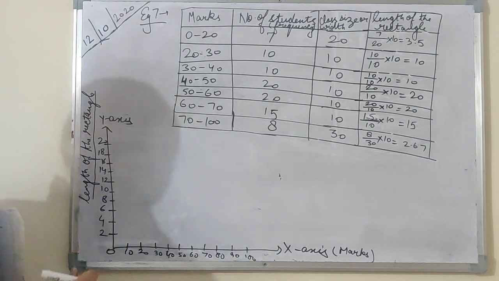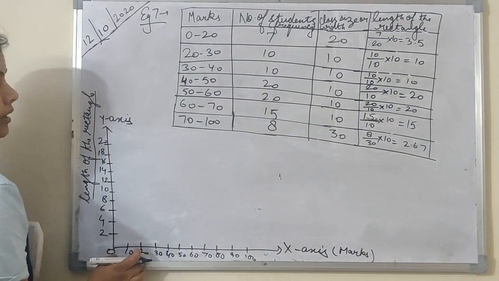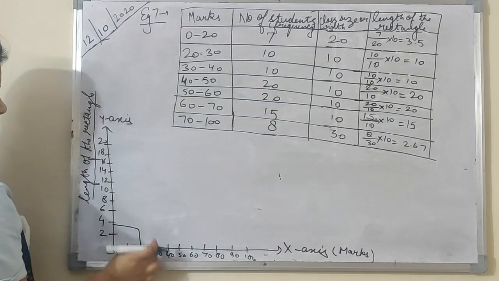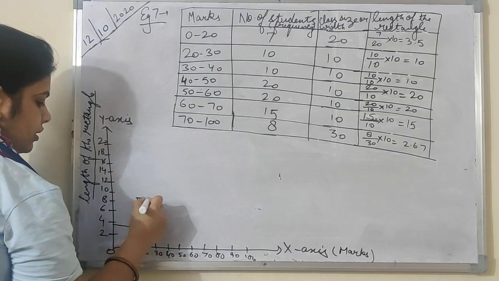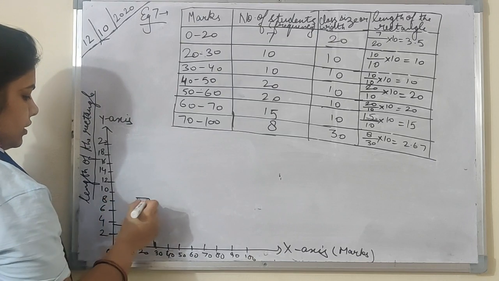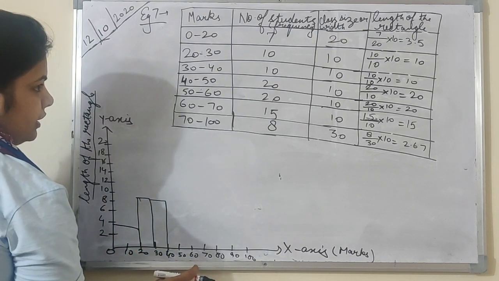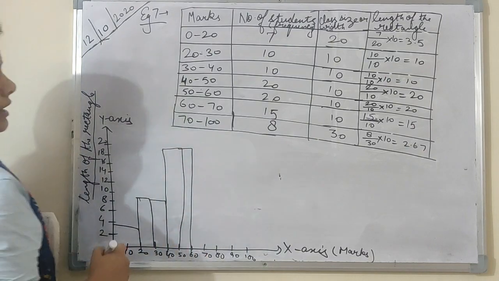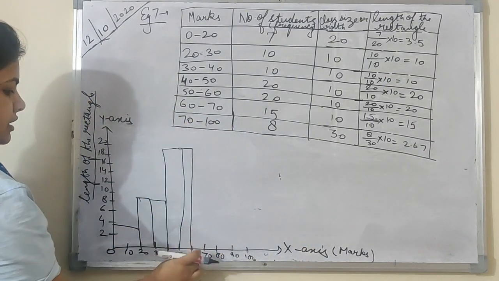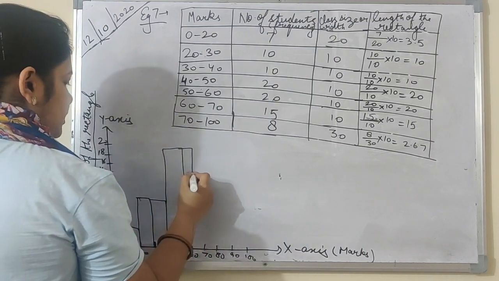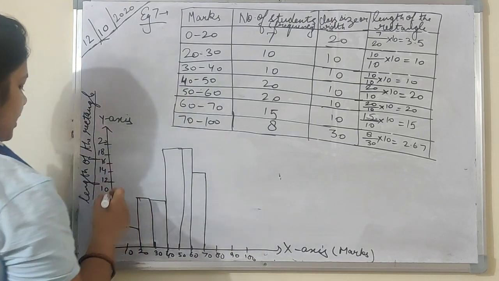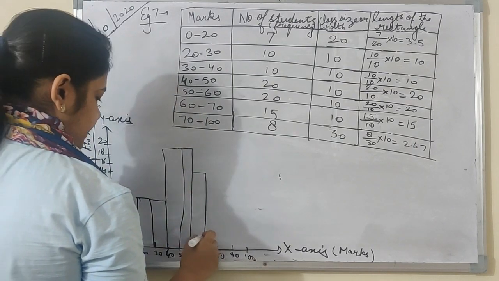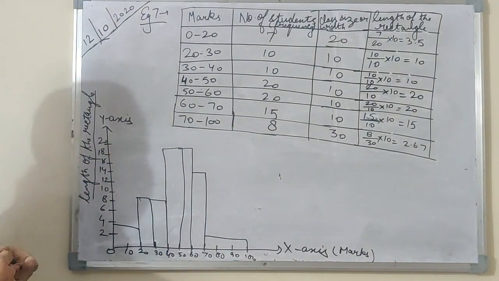Okay. Now, here, for 0 to 20, that means for this column, we will mark here 3.5. Then, for 20 to 30, that means for this, we will mark here 10. Now, for 30 to 40, we will again mark 10. Then, for 40 to 50, we will mark 20. Then, for 50 to 60, we will mark 20. Then for 60 to 70, we will mark 15. 15 will be coming here. Then for 70 to 100, we will mark 2.67, which will be here. Okay. So this is the way of making the graph.